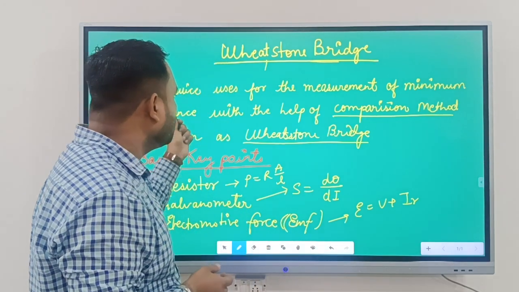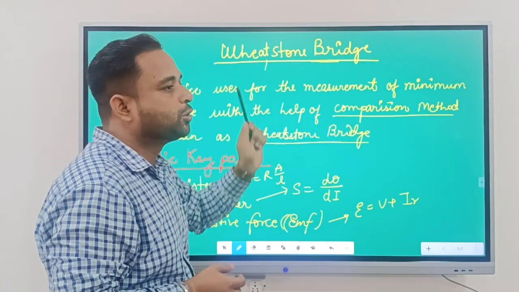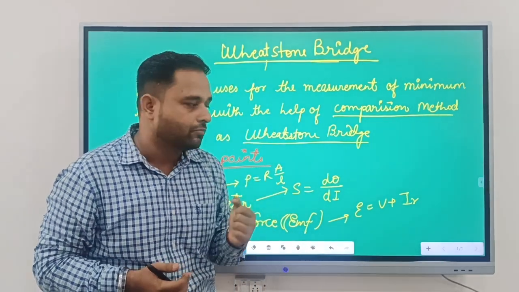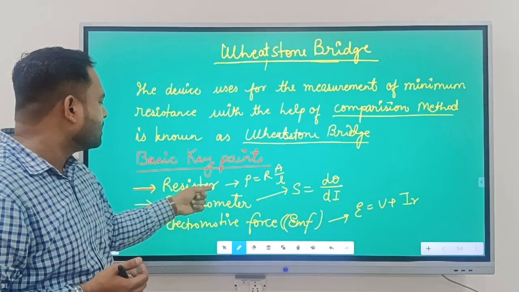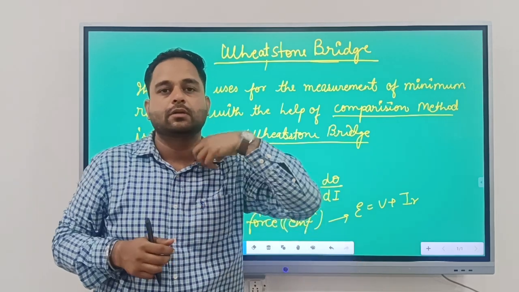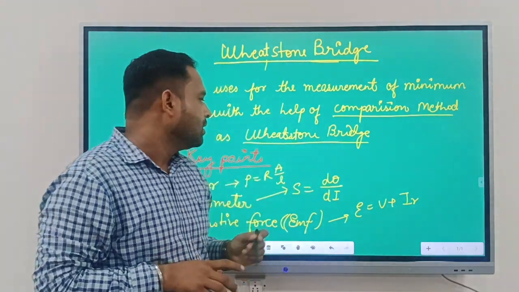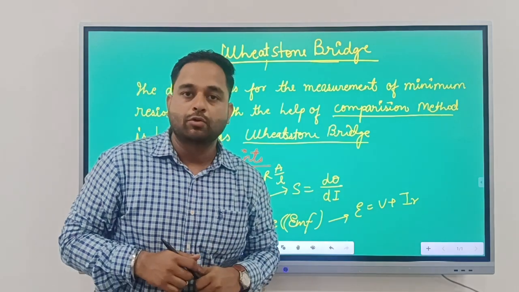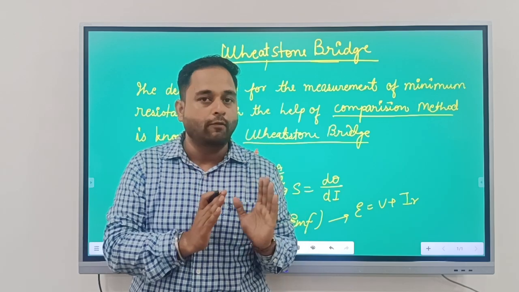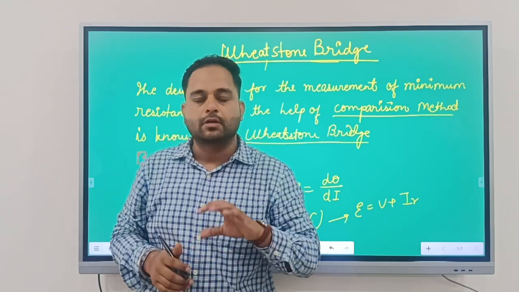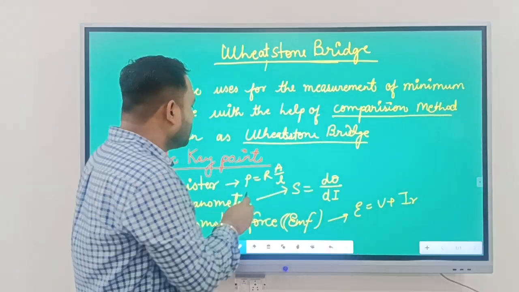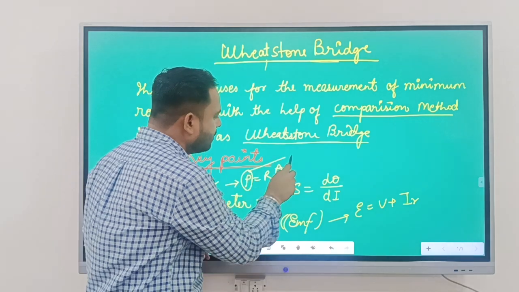So before going on to the brief of this Wheatstone bridge, I have to clarify some basic points which include this bridge, right? So the basic key points are resistor, galvanometer and electromotive force, right? What is a resistor? You all are aware of resistors. A resistor is something which resists the flow of current, alright? Which resists or controls the flow of current is the resistor.